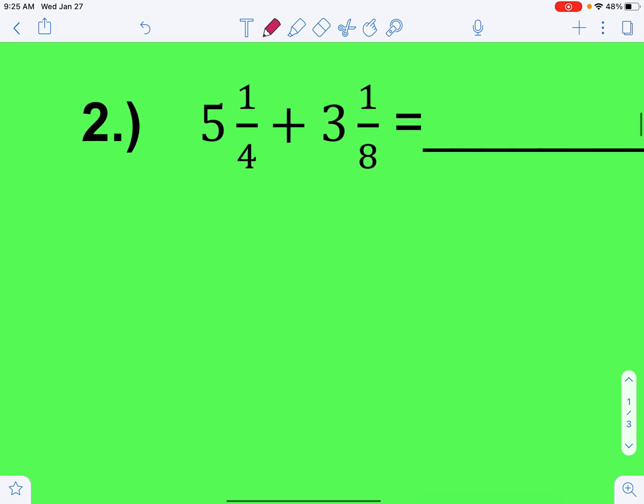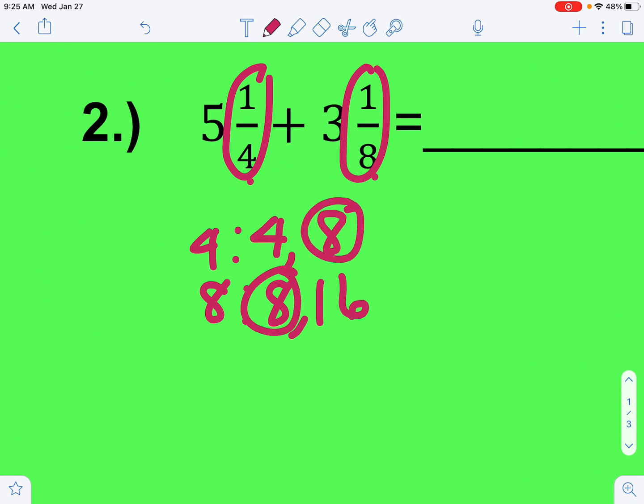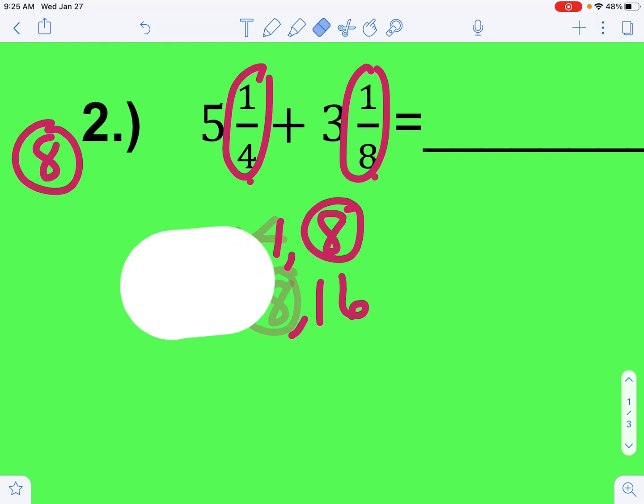Now let's look at number 2. This time we're taking 5 and 1/4 plus 3 and 1/8. So the first thing we do is we add our fractions. But if you notice, our denominators aren't the same in this problem like they were for number 1. So we need to change it so that they do have the same denominators. We have a 4 and an 8. If we count by 4 and we count by 8, the smallest number that they both share is 8, so we're going to make 8 our denominator.